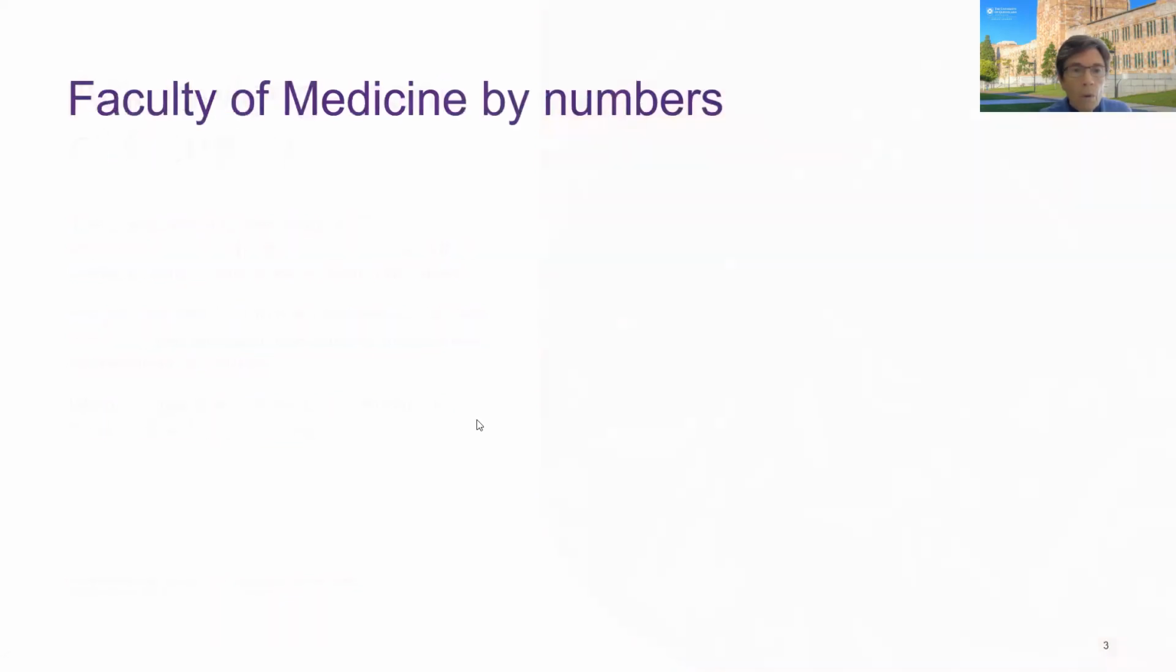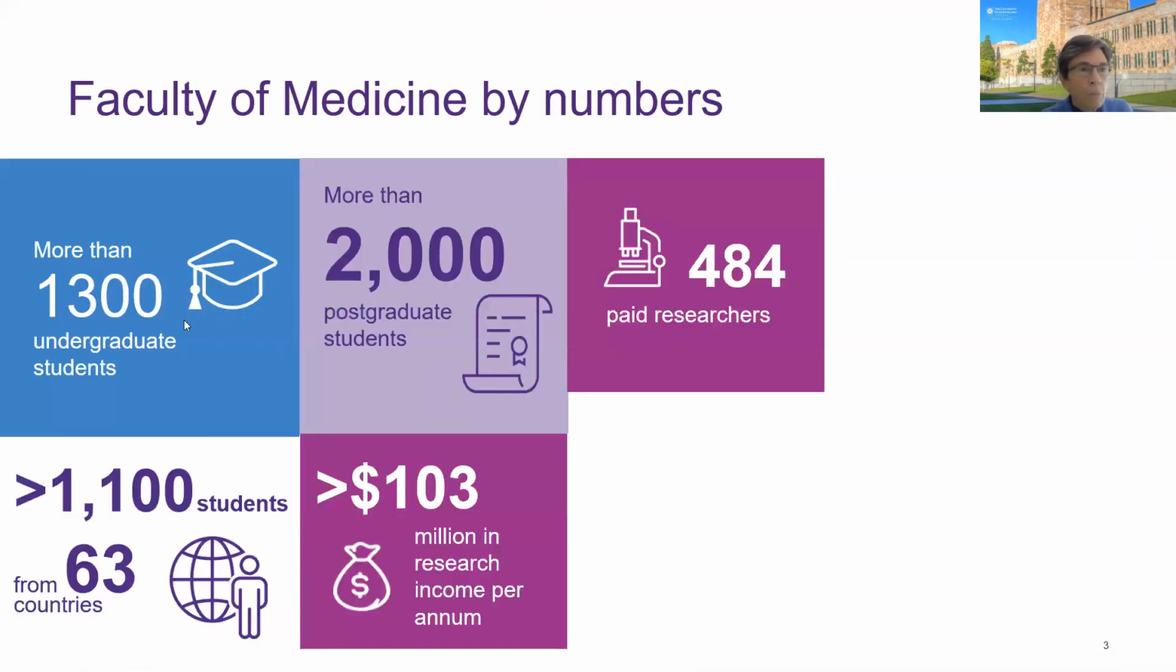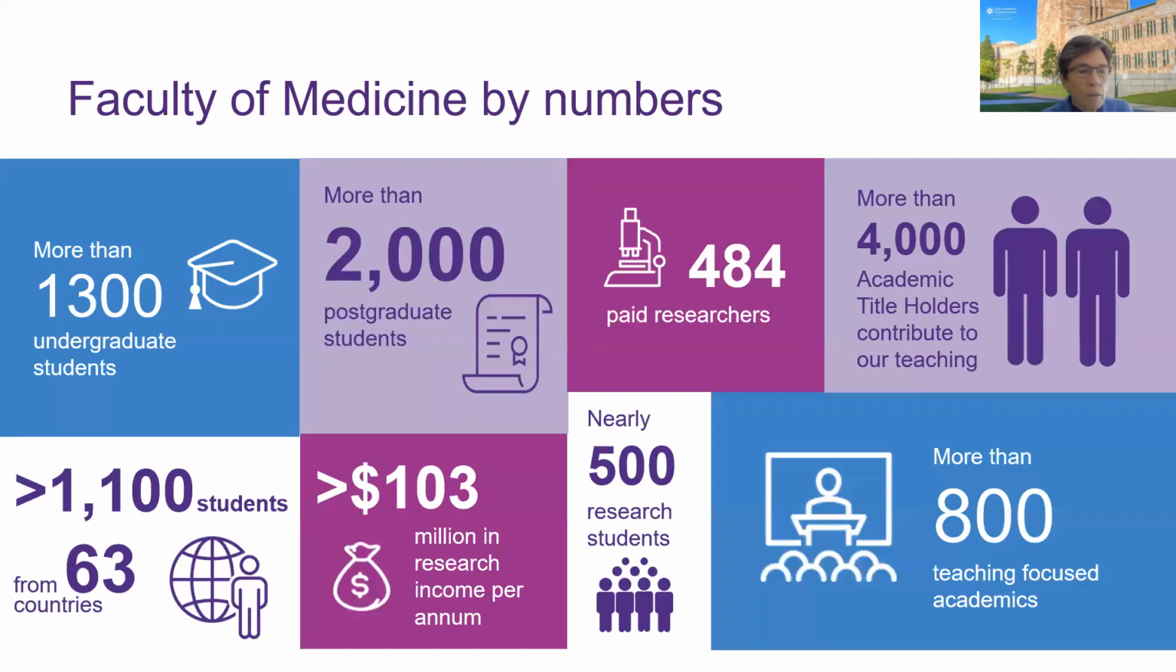So, the Faculty of Medicine is pretty big. We've got, you can look at these numbers here, more than 1,300 undergraduate students, postgraduate students over 2,000, lots of researchers, and also 4,000 academic title holders, which is pretty mind-blowing. Academic title holders are clinicians or researchers that contribute to teaching. And of course, there's 800 teaching focused academics. All they do is teach in the medical program.